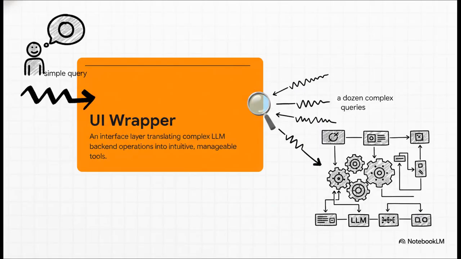From an architectural standpoint, an AI agent essentially operates as a UI wrapper. Now, don't let the term UI fool you into thinking we're just talking about graphics and pretty buttons. A UI wrapper is an interface layer. It sits right between you and the incredibly complex back-end operations of a large language model. The agent simplifies your interaction. It takes your simple, high-level goal and translates it into a dozen complex queries on the back end, so you don't have to do the heavy lifting.